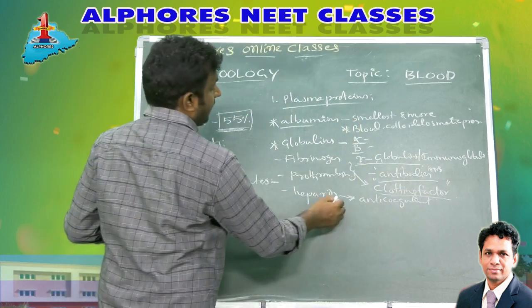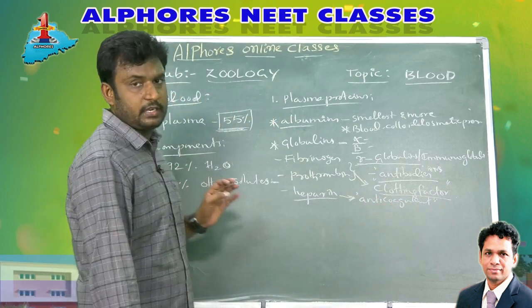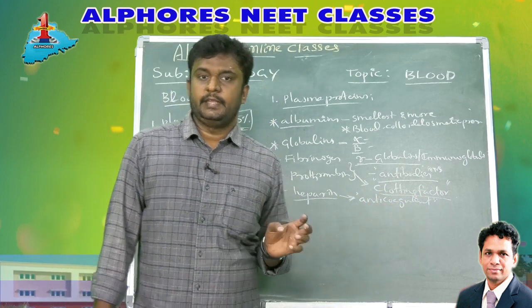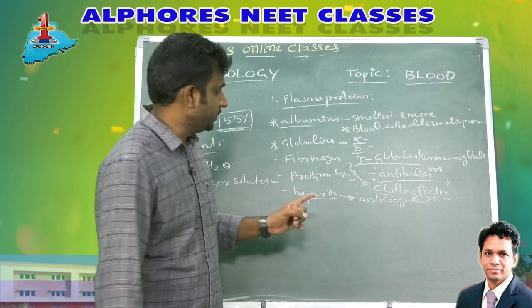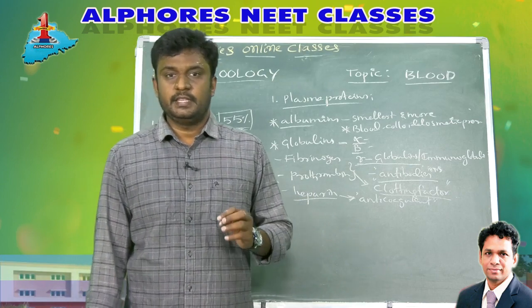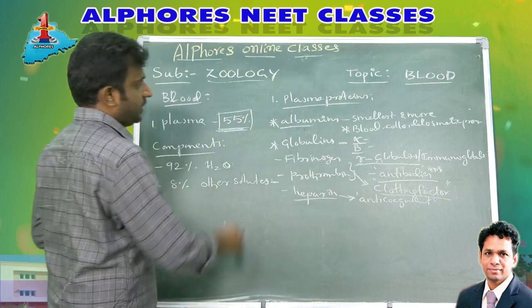Next, heparin. Heparin is an anticoagulant which prevents the clotting of blood. When the blood is flowing inside our blood vessel, it will not clot due to the presence of heparin, which is an anticoagulant. Okay, so these are the plasma proteins.